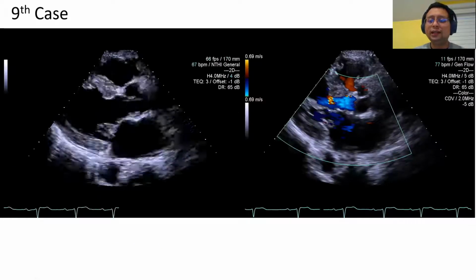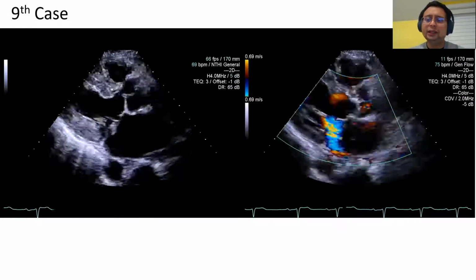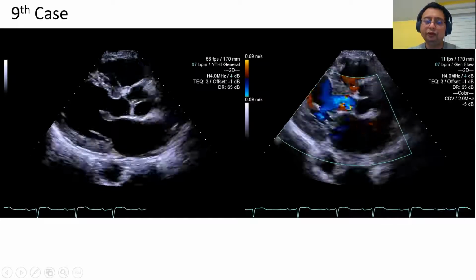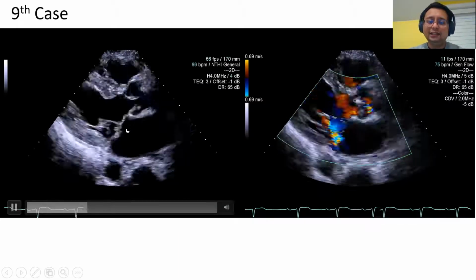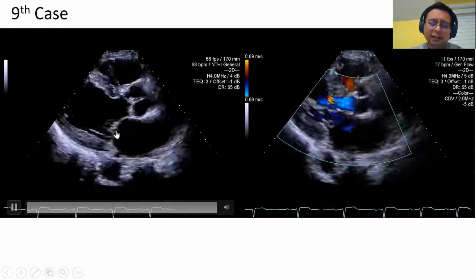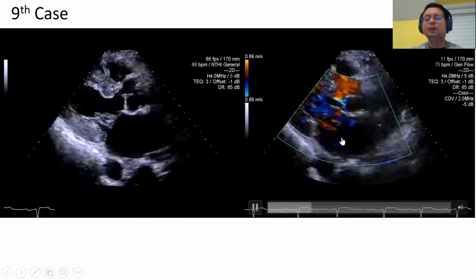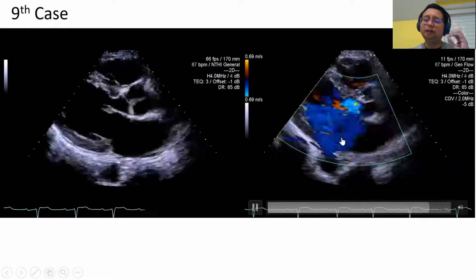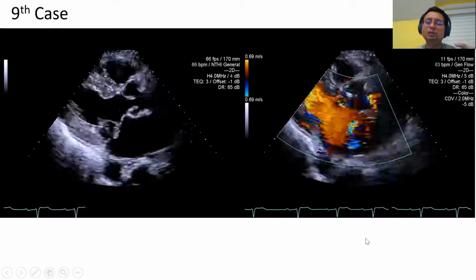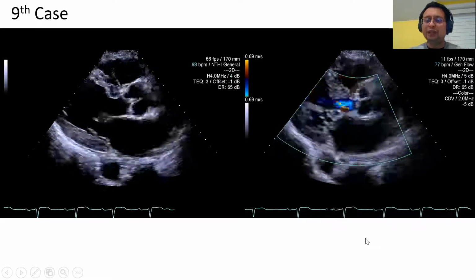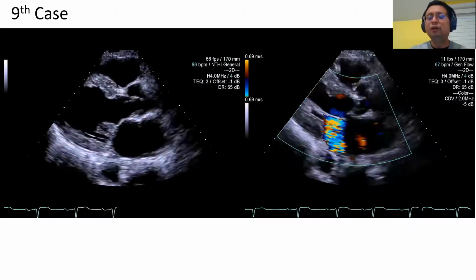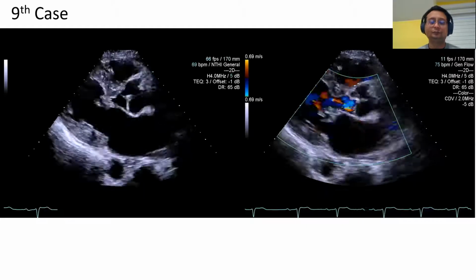So this is our 9th case. Again, as we can see here, this is actually the same case as before. You can see that the leaflet is thickened. You can see that the anterior leaflet is somewhat prolapsing. And you can see that the jet is directed posteriorly, but the jet is very brief. So this is an example of someone with mitral valve prolapse, anterior mitral valve prolapse more, with a posteriorly directed MR jet.